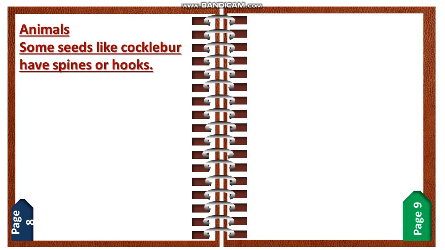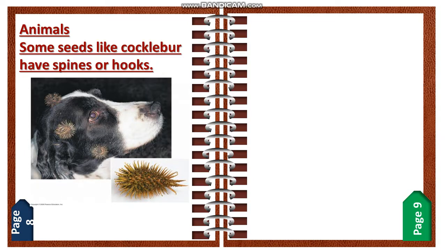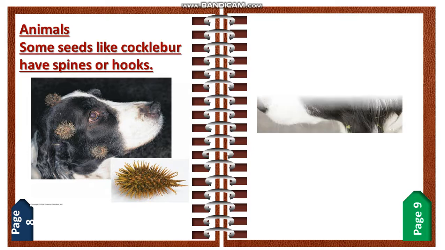Animals play a very vital role in dispersing seeds. Some seeds, like cocklebur, have spines and hooks. Here you can see a dog with cocklebur on its face, all very nicely placed. When this dog travels, the seeds get attached to its body. So these seeds stick to the body of animals and get carried away to far places.